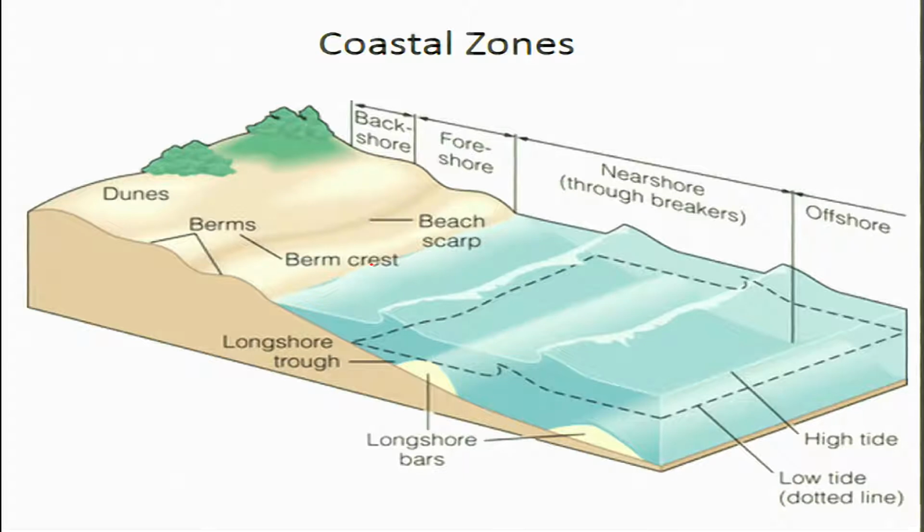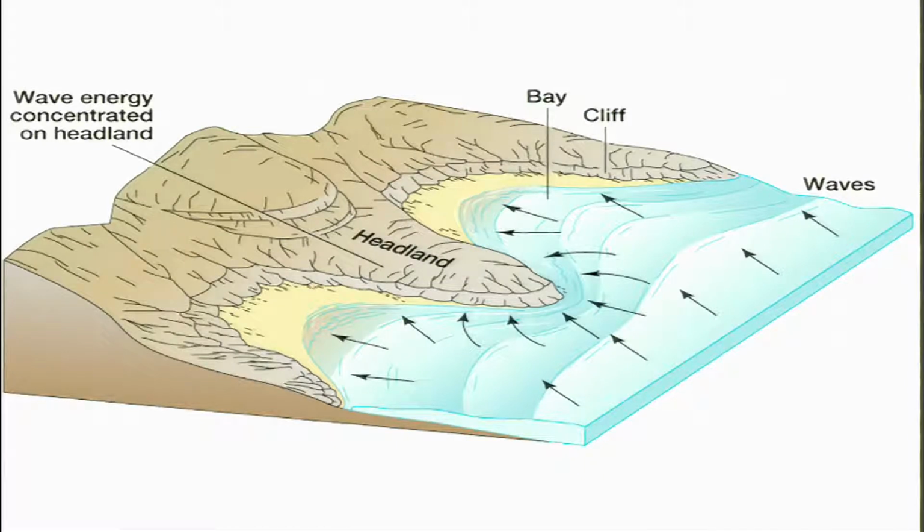Then as you get into the deeper part, you have a longshore trough and all that, but mostly what we are interested in is this one. So we may have in this area beach, dunes, beach ridges, lagoons, back marsh, spit. How these landforms look and how they are formed, we will discuss a little bit of that.